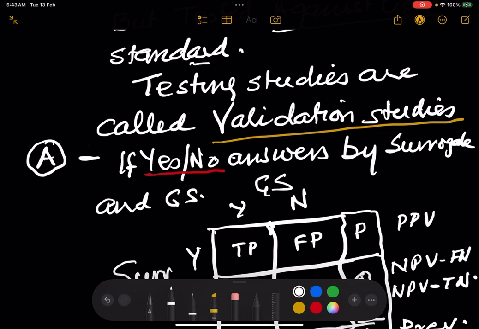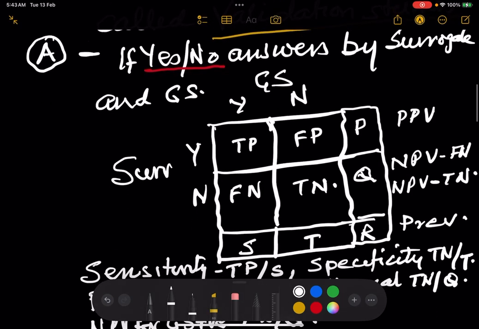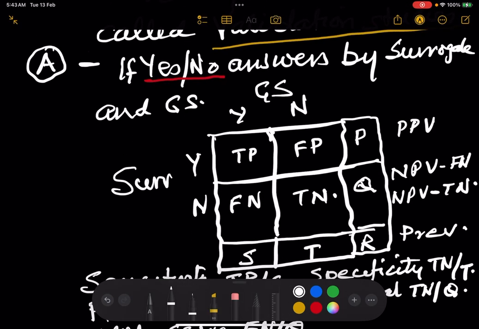So, if the answer is event present or absent, both by the gold standard and the surrogate, then this is the gold standard, yes, no, and this is the surrogate, yes, no. And when the surrogate is positive and the gold standard is positive, it is true positive. When the surrogate is positive and the gold standard is negative, the surrogate has falsely said positive. So this is false positive.